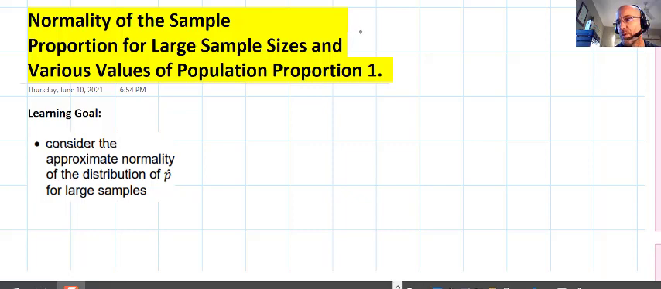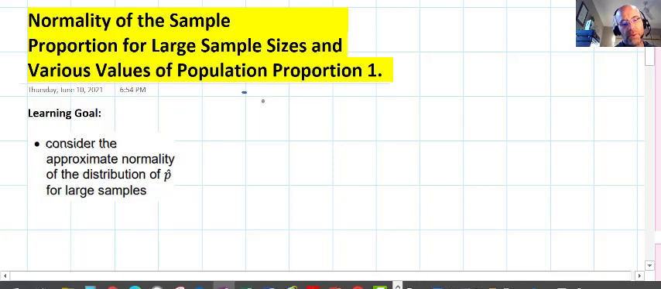Alright, we're doing some more approximating the distribution of the sample proportion. In particular, we are looking at the normality of the sample proportion, that's p hat, for large sample sizes, n, and various values of population proportion, lowercase p. And this is our learning goal, where we're trying to understand the approximate normality of the distribution of the sample proportion for large samples.